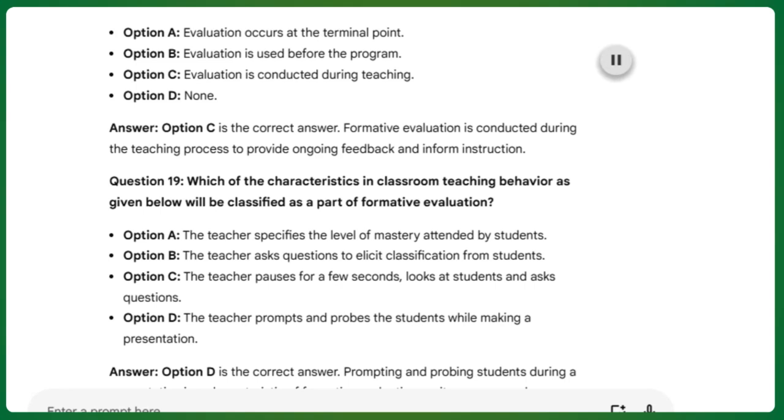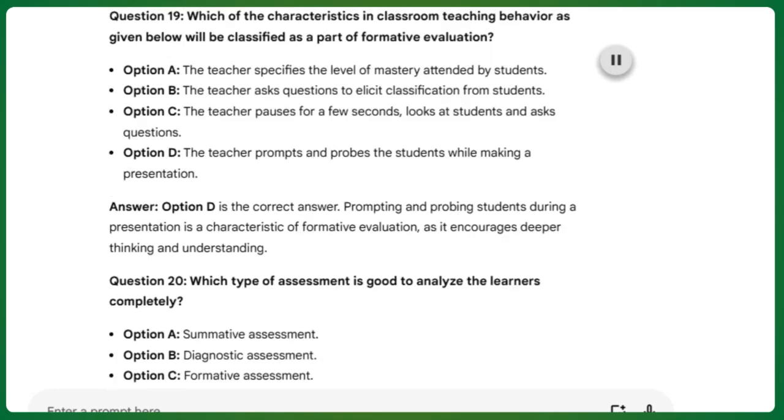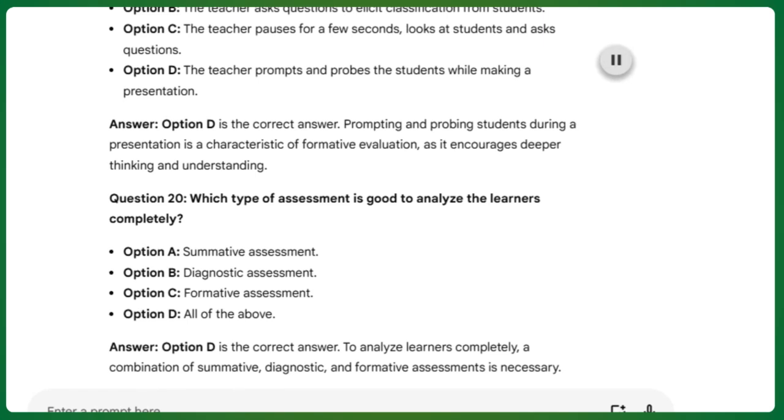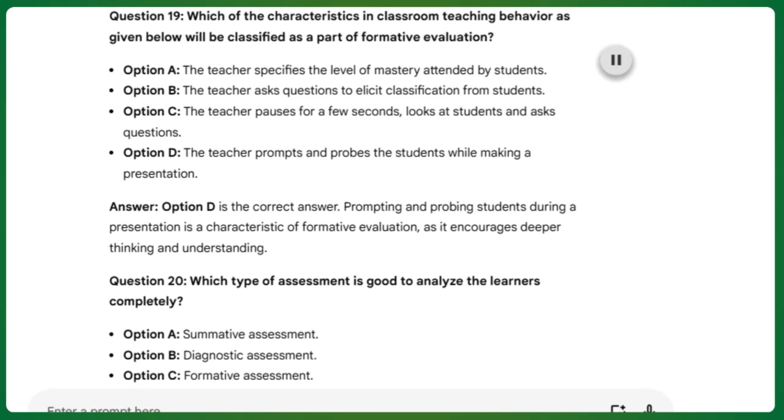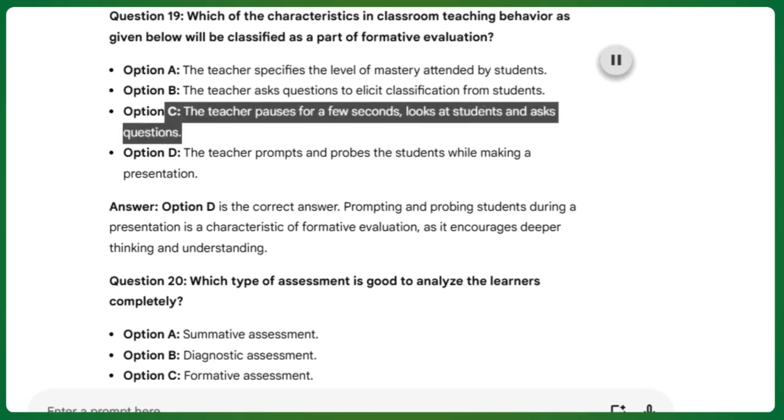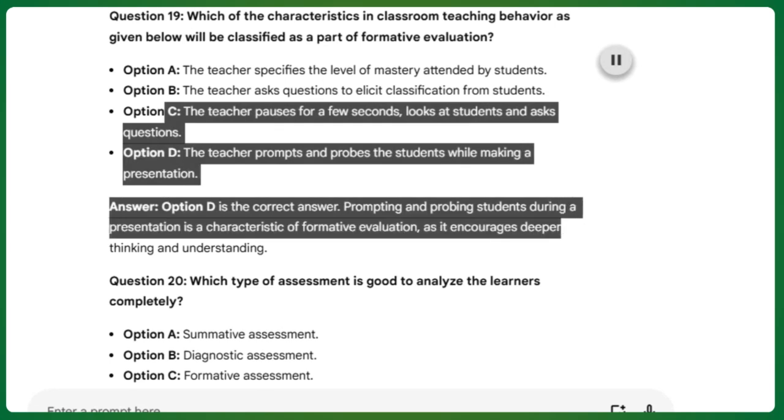Question 19. Which of the characteristics in classroom teaching behavior as given below will be classified as a part of formative evaluation? Option A. The teacher specifies the level of mastery attained by students. Option B. The teacher asks questions to elicit classification from students. Option C. The teacher pauses for a few seconds, looks at students and asks questions. Option D. The teacher prompts and probes the students while making a presentation.